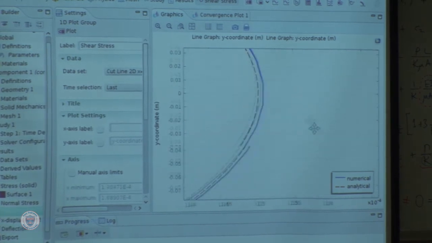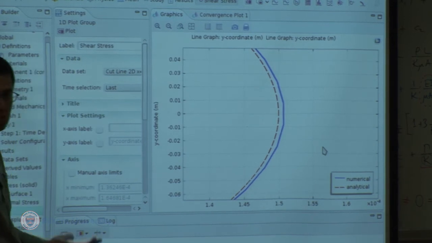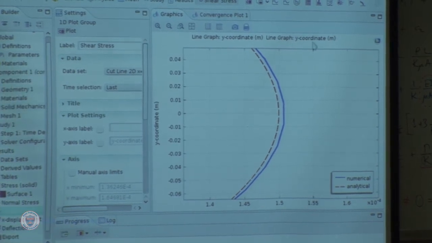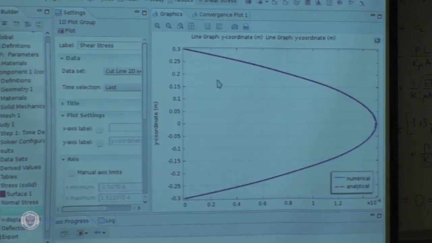Eventually, of course, there are still end effects. The H over L ratio is very high, so such an end effect is expected. I was surprised by the good match of the bending stresses, but they don't have to match very well anyway. So this is expected. Still, it's an excellent match.